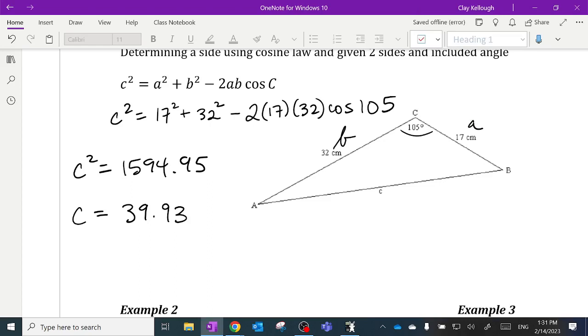And then, oh, careful, if I get to here, I've lost half a mark after all that work. What did I forget? Centimeters, yes, this had units, so the answer should have units. So there we go. That's maybe the most complicated formula we're going to do this year, is the cosine law.